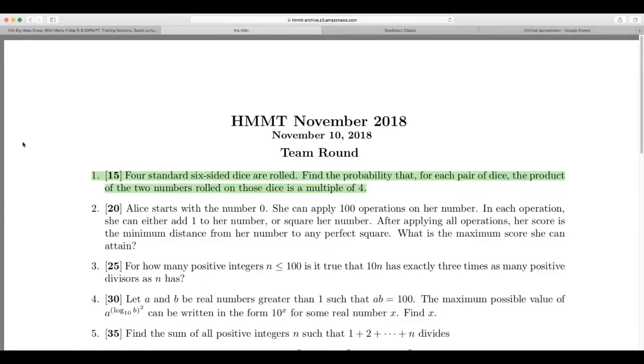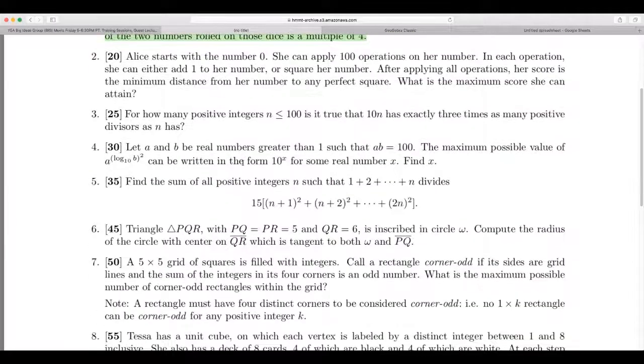And I guess I don't have much else to say, but okay. Yeah, I guess that's about it because there are only 10 problems.